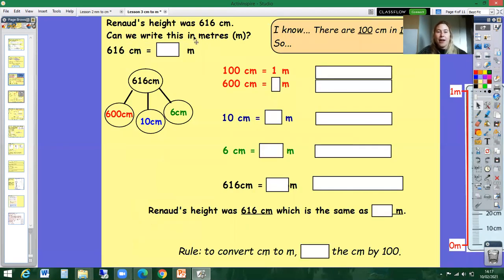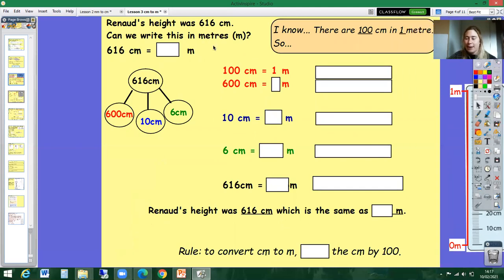So this is Renaud's height. Renaud's height was 616 centimeters. Okay, can we write this in meters? You might want to pause the video now and see if you can have a go at this on your own. Okay, so we want to know, what is 616 centimeters in meters?